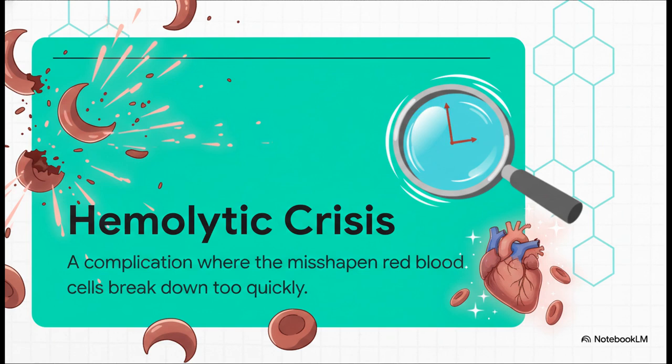And finally, we have the hemolytic crisis. Remember how we said those sickle cells are rigid and fragile? Well, they have a much shorter lifespan than healthy red blood cells. In this type of crisis, they start breaking apart and getting destroyed way too quickly, again, causing severe anemia and all the problems that come with it.